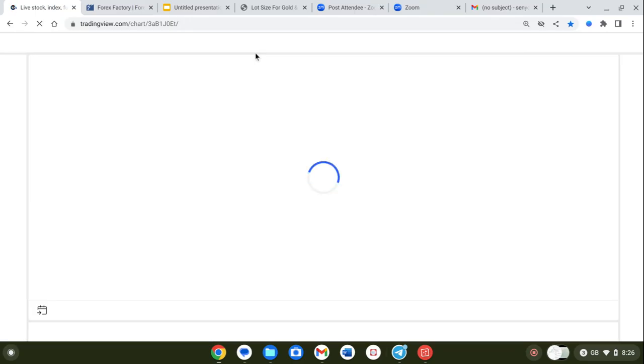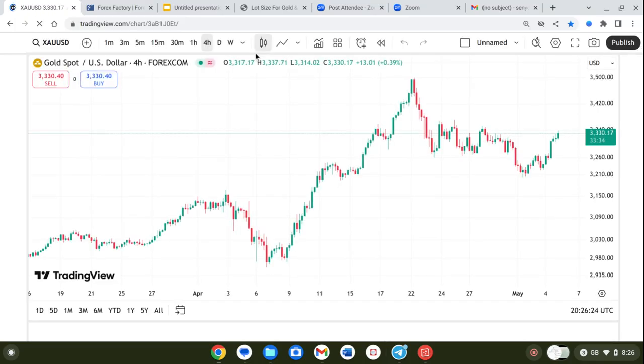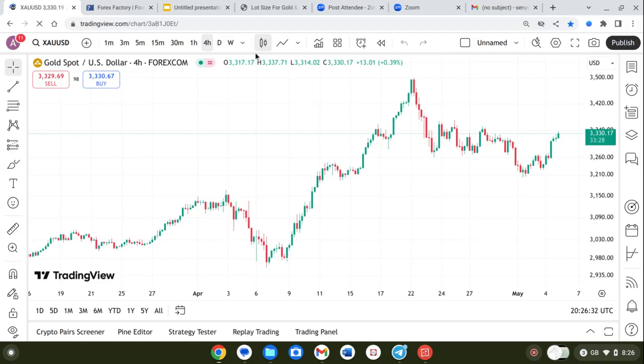This strategy is quite easy because you'll be taking trades off the highs and the lows the market is creating in recent times, and this strategy works almost, let's say, 60% to 70% of the time. If you understand it well, you can use it to make a lot of money.